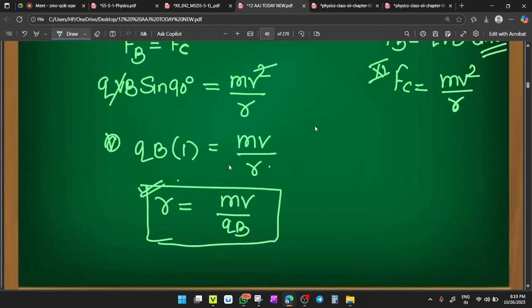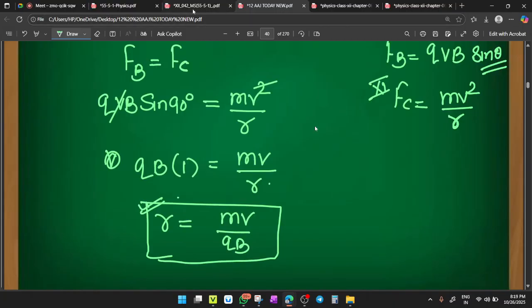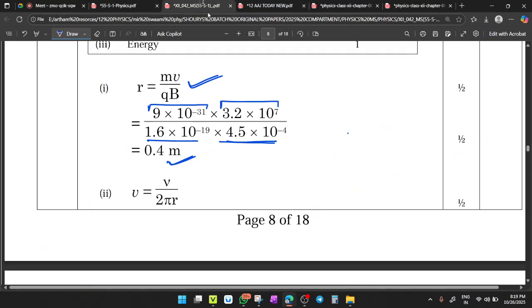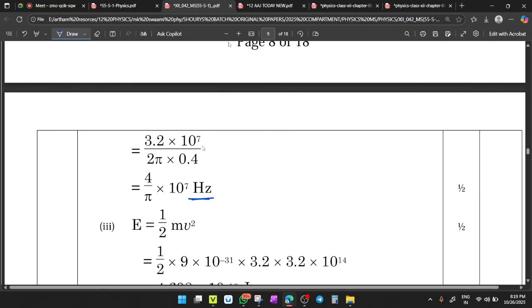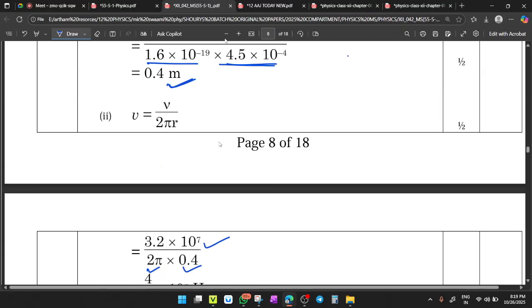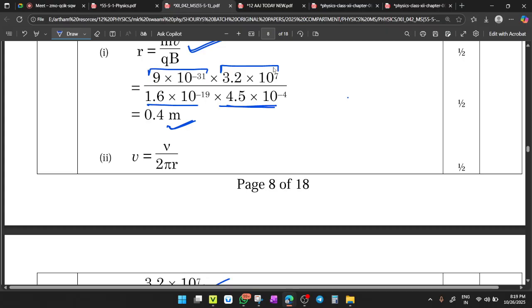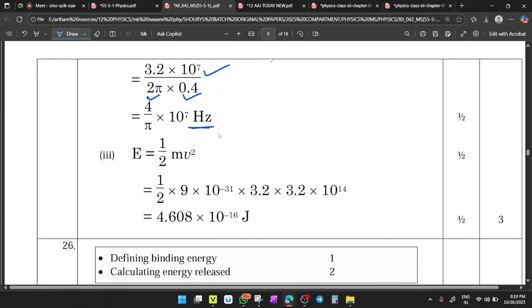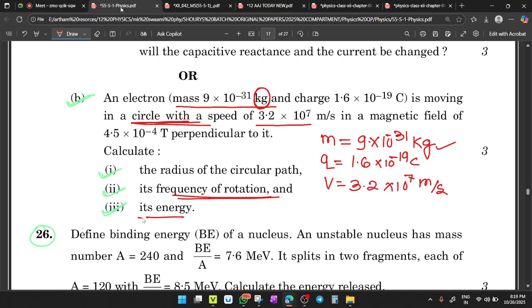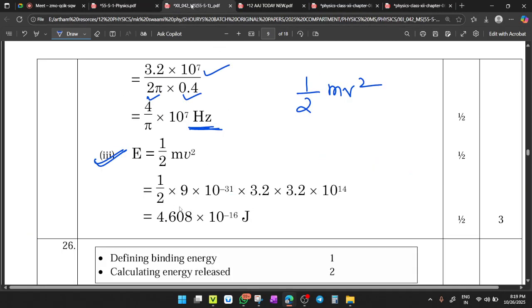So v upon 2 pi r. We have v given and the radius we have calculated. So place the values here: the value of v, 2 pi, and r, which we just calculated as 0.4 meter. So you will have your answer, 4 upon pi into 10 power 7 hertz as frequency. Clear? Energy of the particle is quite simple, that is equal to half mv square. Energy of the electron equals half m and v square. So place the values of v and r square and you will have your answer.